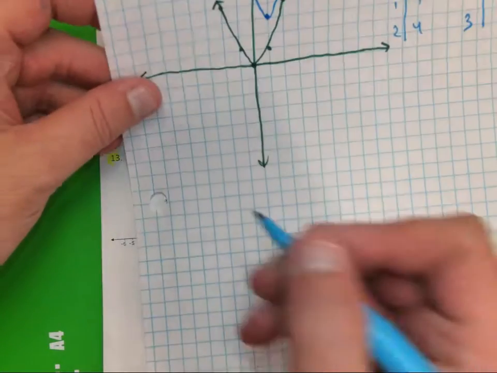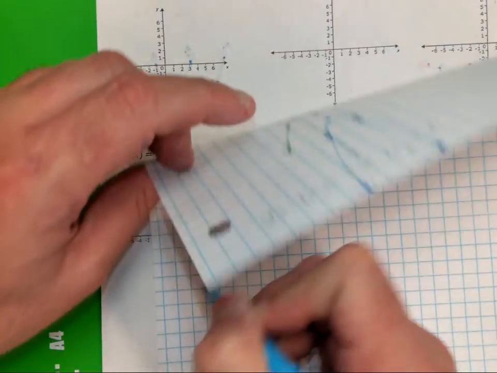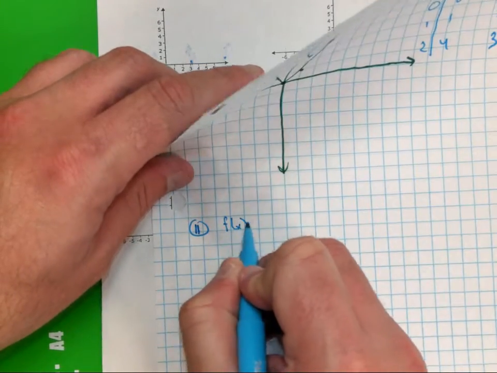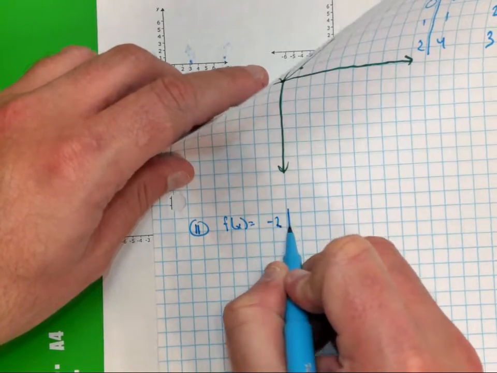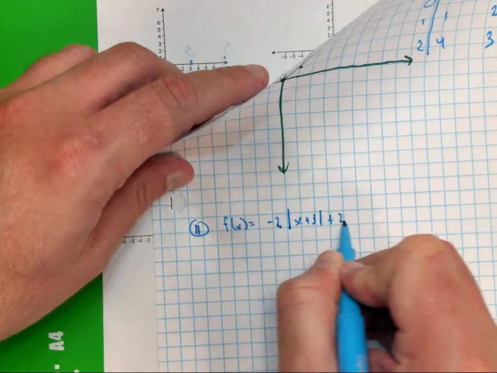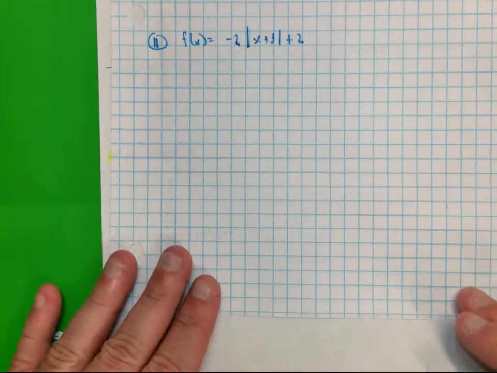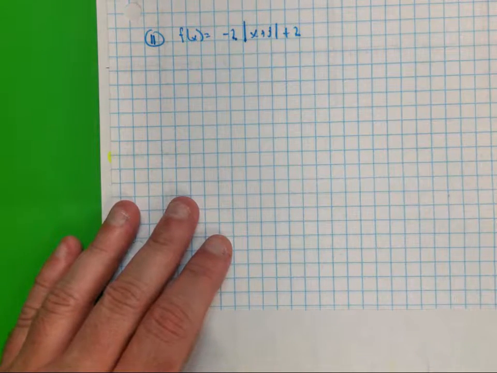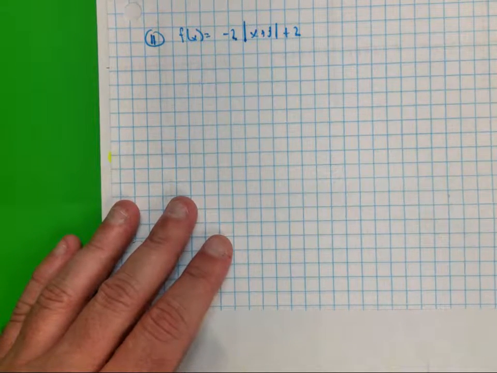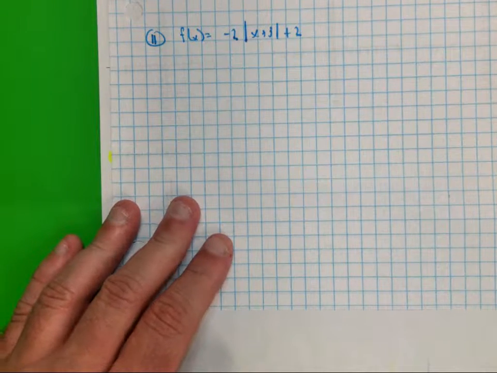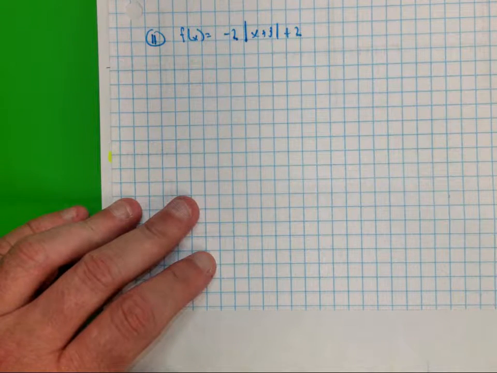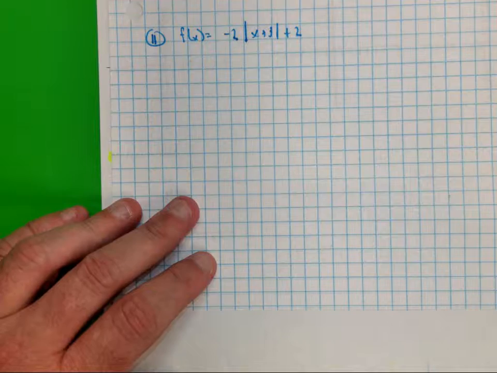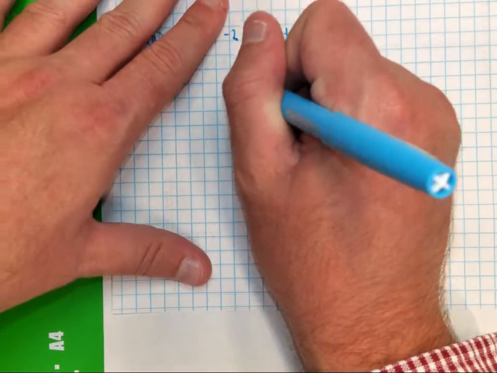All right, so number 11. We have f of x equals negative 2. Yes, on the back of the note paper. I think it's page 52. Yes, page 52. All right, what is my parent function here, Zach? Absolute value. Very good. So I'm going to graph that first.